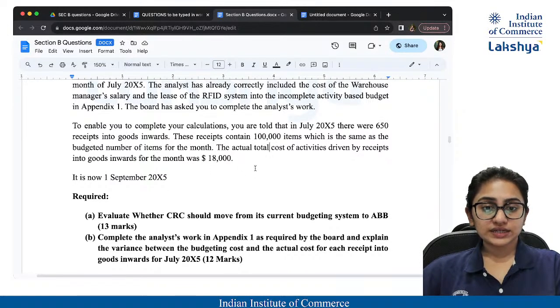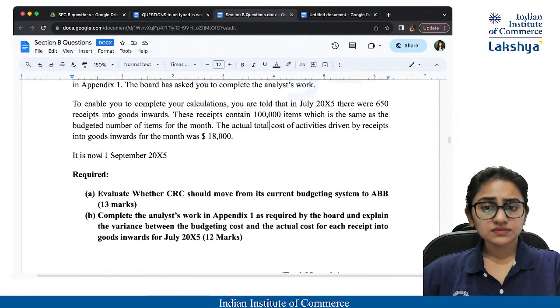These receipts contain 1 lakh items, which is the same as the budgeted number of items for the month. The actual total cost of activities driven by receipts into goods inward for the month was $18,000. It is now 1 September 20x5.